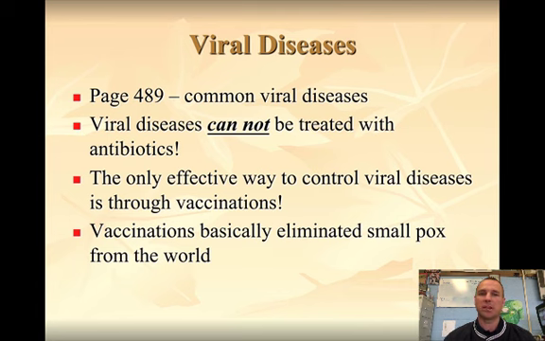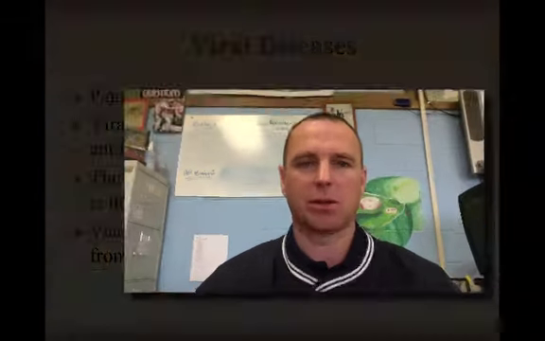Now, the only effective way to control viral diseases is through vaccines. Your parents probably have a small round circle on one of their shoulders from where they got the smallpox vaccination whenever they were younger. They were actually given a case of the smallpox, just in a very weakened form, which their body was able to fight off. Their body made antibodies for it, and then they were able to fight it off if they ever came in the presence of it. At one time it was believed that smallpox had been eradicated from the earth, but it is still around today, so we've not totally eradicated it.